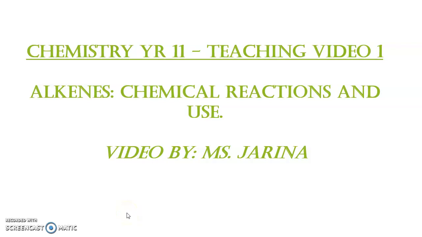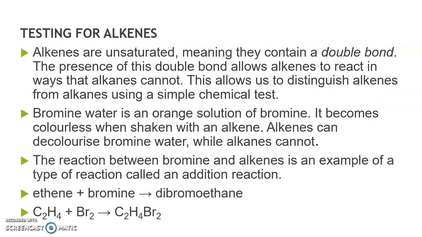Hi everyone. In this video we are going to look at some of the chemical reactions of alkenes. Now alkenes are unsaturated hydrocarbons. That means they have a carbon to carbon double bond. Now because of this double bond, alkenes are able to react with other substances. This also allows us to distinguish between alkenes and alkanes by using a simple chemical test.